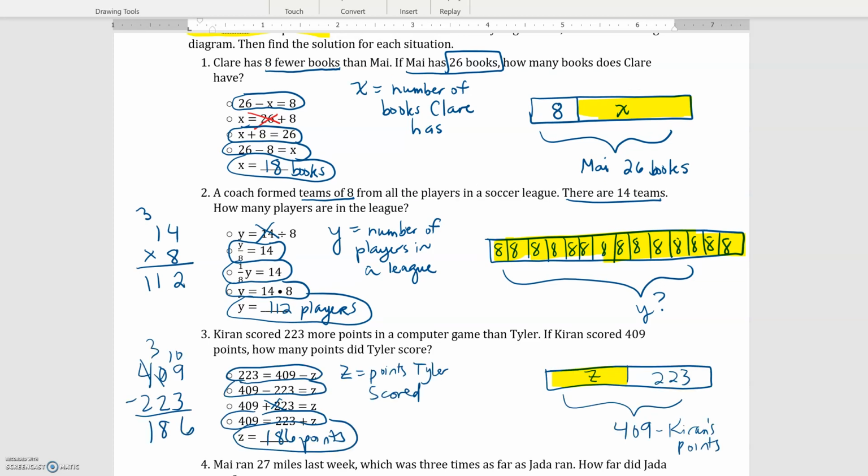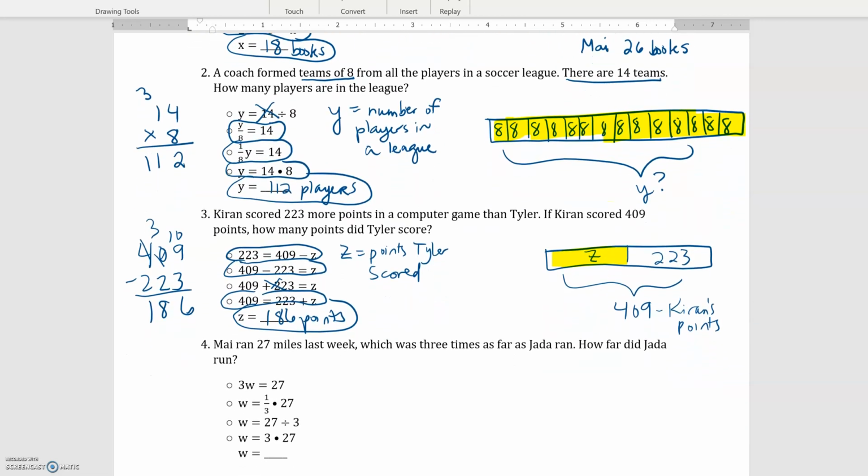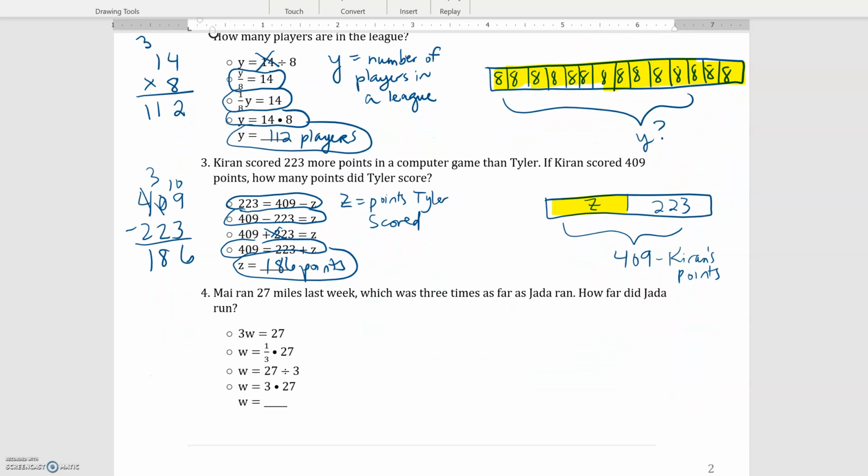Here's a solution for number 3. The tape diagram is shown there to represent Tyler's points versus Kieran's points. The first, second, and fourth equations make sense, and the z comes out to 186 points. I'm going to scroll on to number 4. Read number 4, identify the variable, draw a tape diagram, find the equations, and find a value of w. Pause here again, and then continue the video when you have your answer.